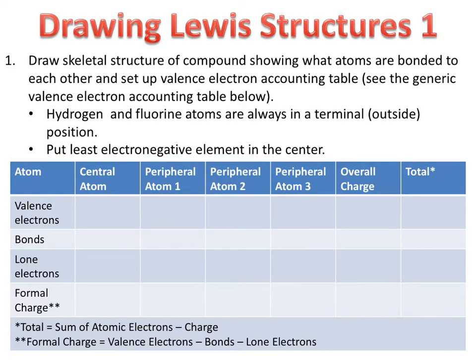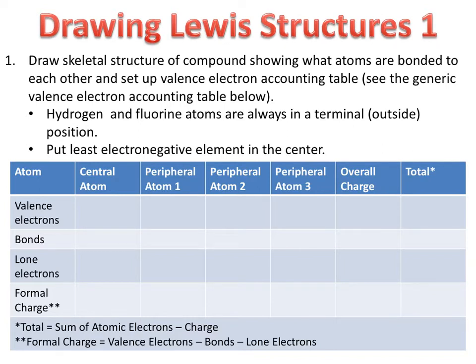Step 1 in drawing Lewis structures. The first thing to do is to draw the skeletal structure of the compound, showing what atoms are bonded to each other, and then to set up an electron accounting table like the one shown below. Note that when you are setting up your skeletal structure, hydrogen and fluorine will always be on the outside. They are terminal atoms. We will generally put the least electronegative element in the center unless otherwise designated.